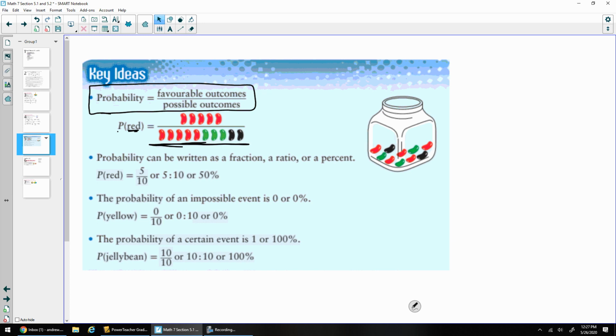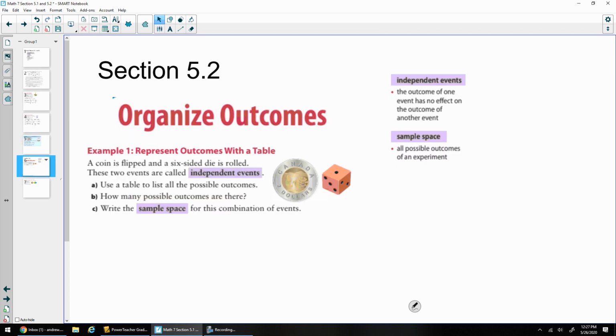So probability can be written as a fraction, ratio, or percent. We've gone over that. The probability of an impossible event is 0 or 0%, and the probability of a certain event is 1 or 100%, and everything else falls in between there. We're also going on to section 5.2 right now, so doing 2 sections in one just because we don't have that much time left in the year.